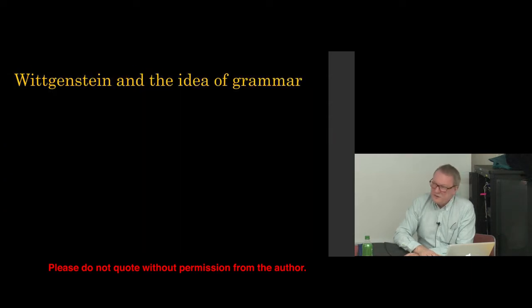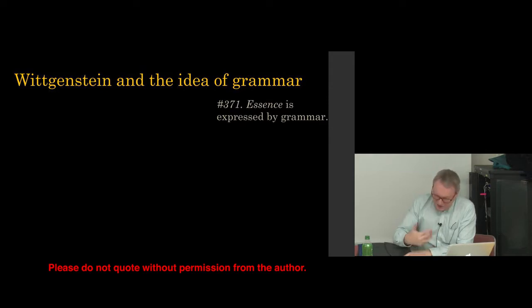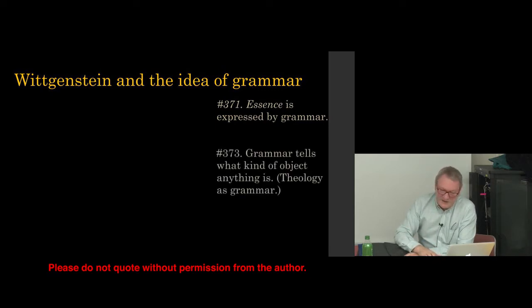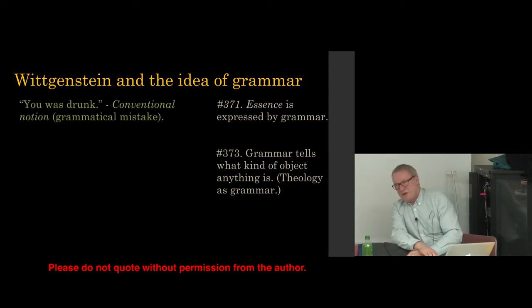So, an interesting idea is the idea of grammar. And two sentences from Wittgenstein. Essence, what things are really like, the reality of things, is expressed by grammar. And two paragraphs later, grammar tells us what kind of object anything is. Adding in brackets, theology as grammar. Forget the brackets for the moment. Let's have a quick gloss on this.